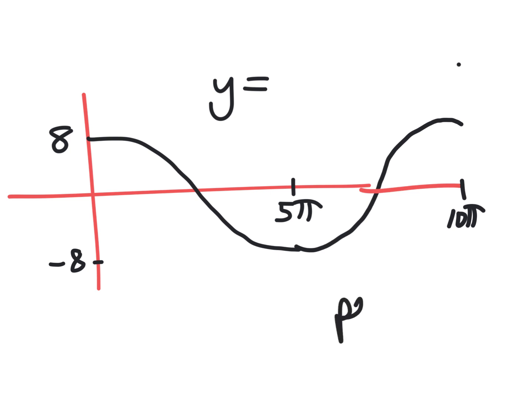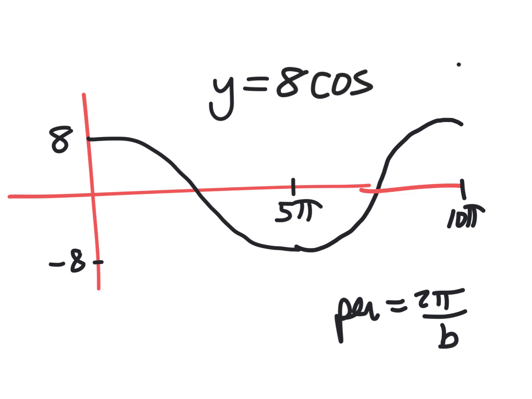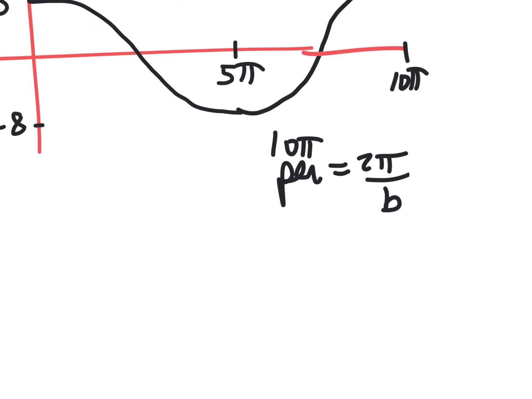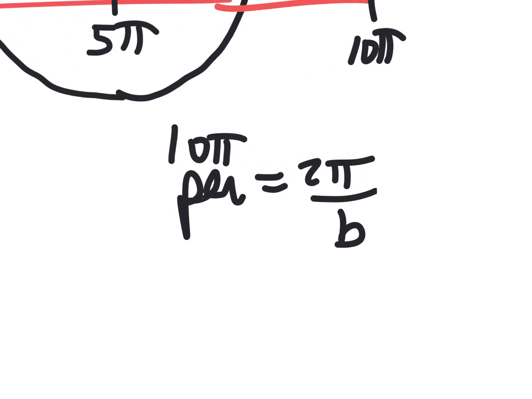And then you write that little formula. Period is 2 pi over b. You don't know b, otherwise we wouldn't be doing this at all. We had already put the b in. 8 cosine of, what goes here? b. So I know the period is 10 pi, and then you can solve from right here. If you didn't get this far, you should try this with me.